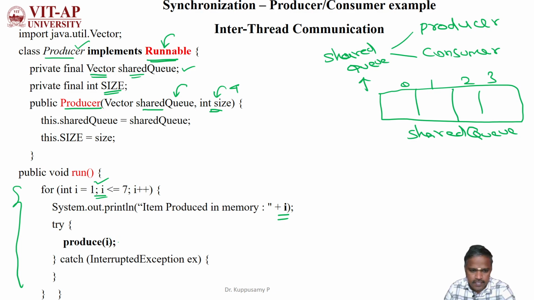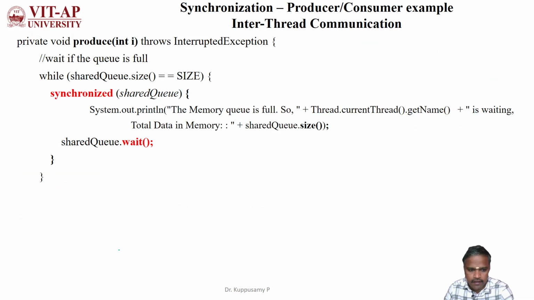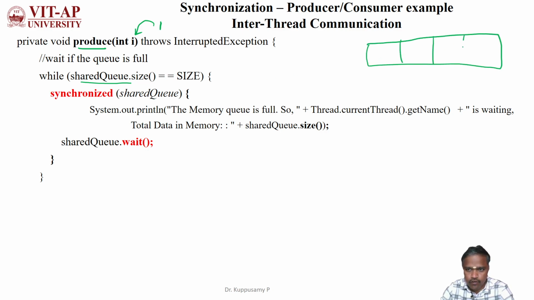The first data is produced, and I am passing it to the method produce(i). Here produce is the method which receives the data. In the first iteration, the first data is received. The shared queue is as of now empty, so in this empty shared queue we are going to store the one at the first memory location, I mean the 0th memory location.